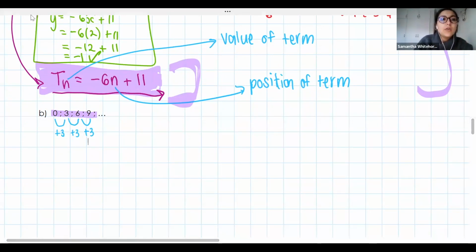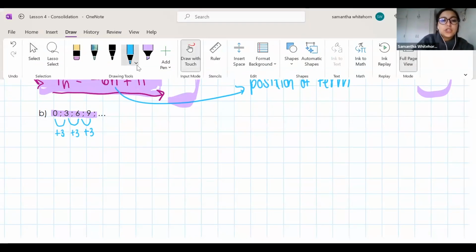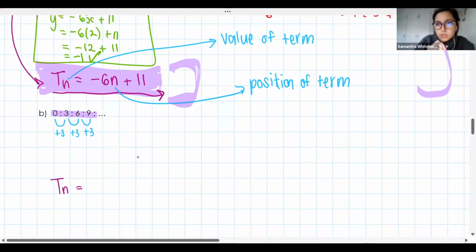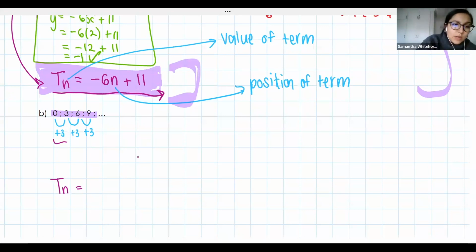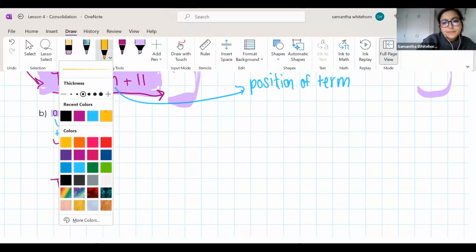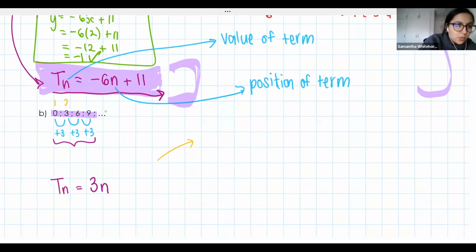Now remember I said to you, when you want to find your general term, Tn, we take the thing that we are adding or subtracting each time, and we times it by n. So this is going to be 3n. But I need to double check that I don't still need to add or subtract something. So this is where our check comes in. If we do a quick check for ourselves, remember your input values are 1, 2, 3, 4. It is the position of your term, that is n.